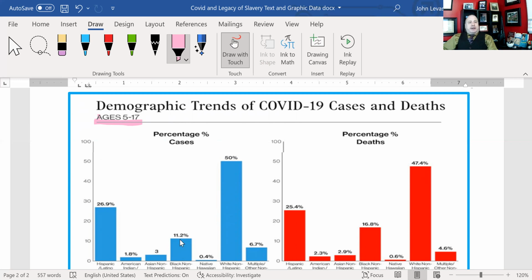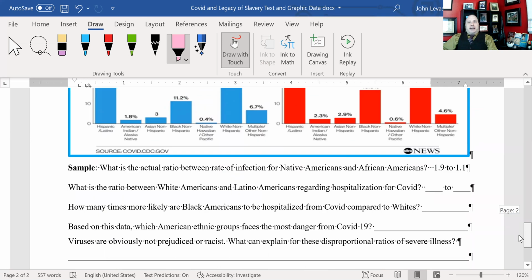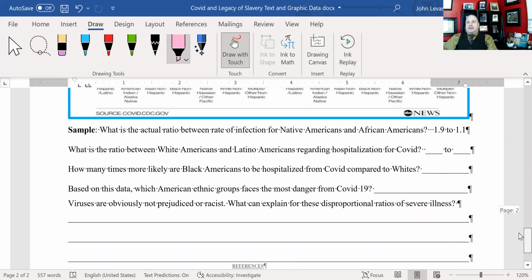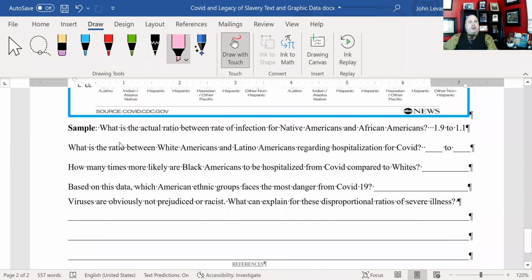Let's look at African Americans. 11.2% of the children cases are African Americans. 16.8 or almost 17% chances of death from COVID. So an increase for African American children who catch this disease. And so what I'd like you to do is read these questions and answer them. I did a sample one for you here.